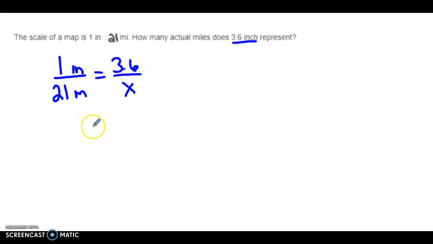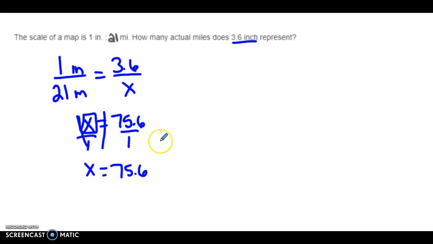And then we cross multiply. 1 times x is 1x. 21 times 3.6, let's see, I'm using my calculator. That is 75.6. And usually we solve for x. This one's kind of already solved, but if you want to go through the steps, you would divide each side by 1. And so it is 75.6 miles.